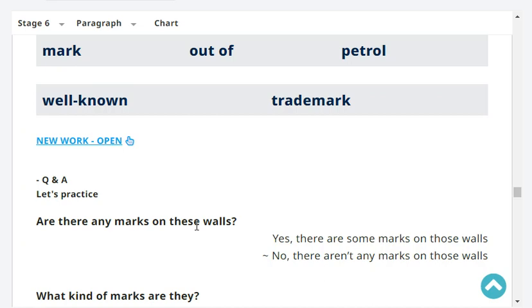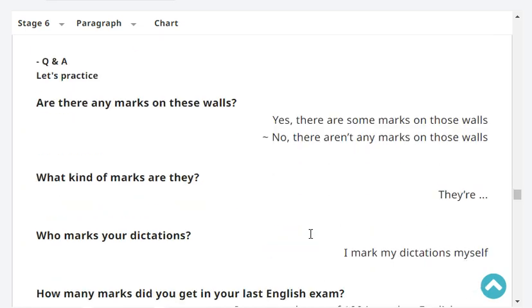Are there any marks on these walls? Yes or no? Yes, there are some marks on those walls. What kind of marks are they? They are native camp marks. Very good. Who marked your dictations? I mark my dictations myself.